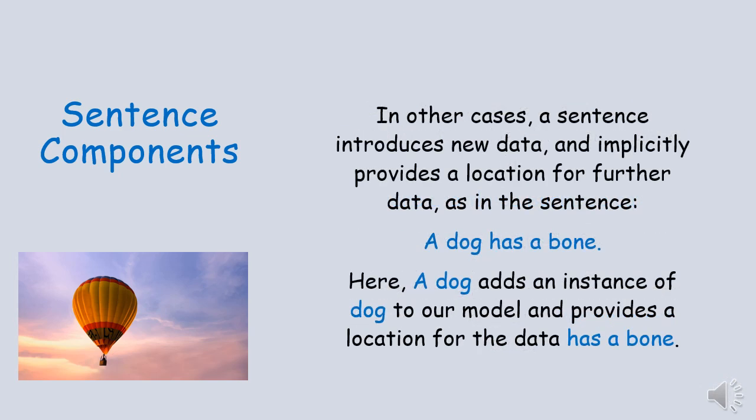In other cases, a sentence introduces new data and implicitly provides a location for further data, as in the sentence, "A dog has a bone." Here, a dog adds an instance of dog to our model and provides a location for the data "has a bone."